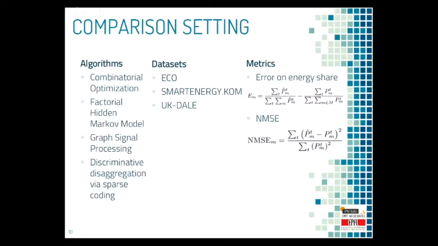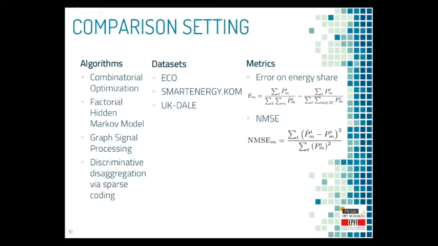We did it on 3 main data sets. So here it's ecosmartenergy.com and UKDale. The thing to note here is that they are located in the sequence because the amount of data we used for the training and testing in EcoSmart Energy and UKDale is increasing. So the longest data set was the UKDale here.